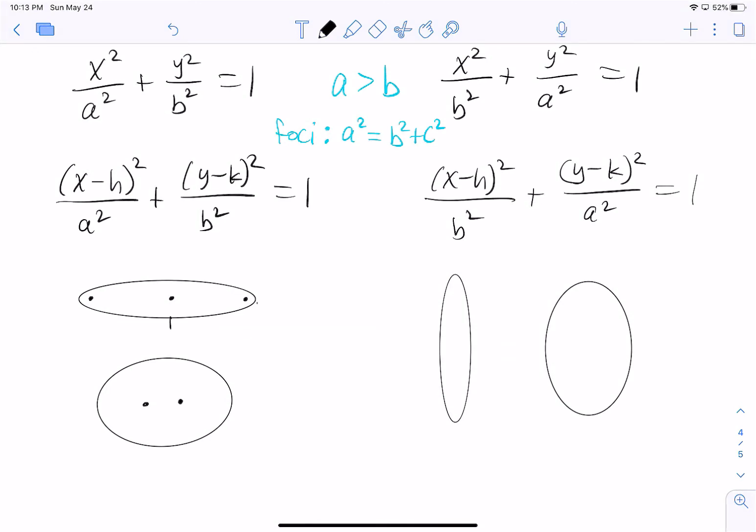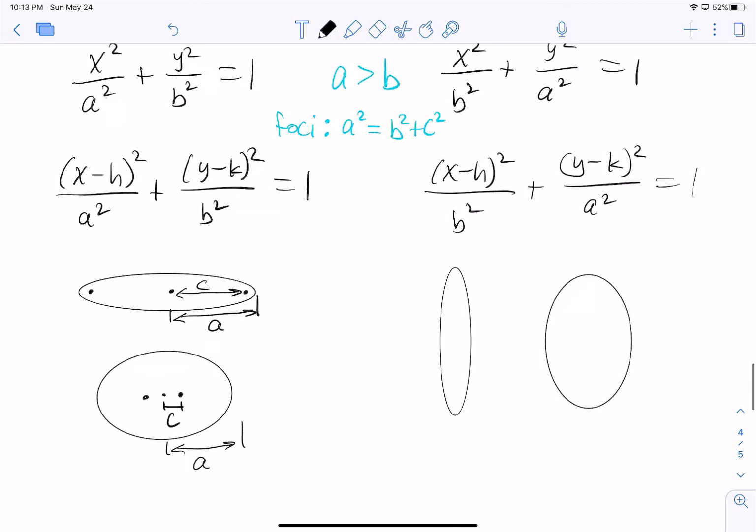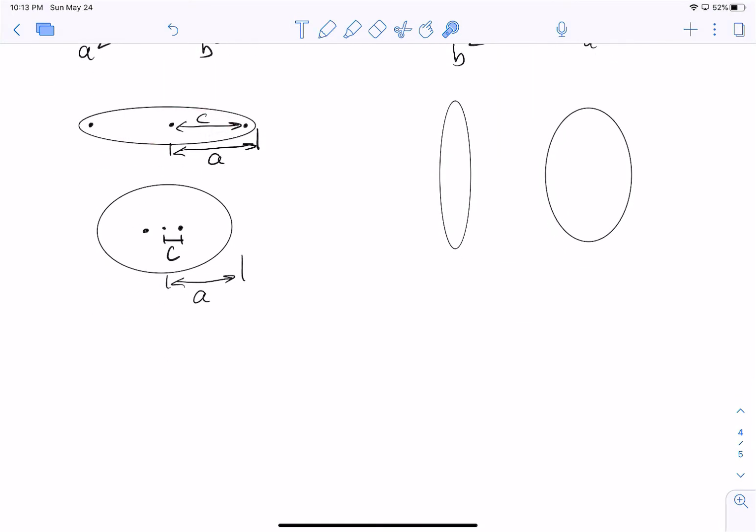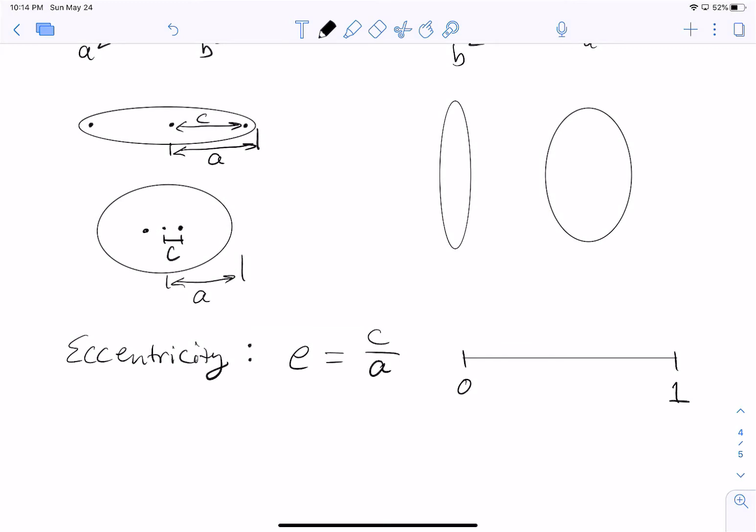Using the convention that the distance of half of the major axis is a, and the distance between the center and a focus is c, we can talk about how elongated or how circular an ellipse is using an idea of eccentricity. Eccentricity e, not Euler's number e, just eccentricity for an ellipse, e, is the ratio c over a. And because c is less than a and c and a are both positive numbers, the ratio c over a is always between 0 and 1.